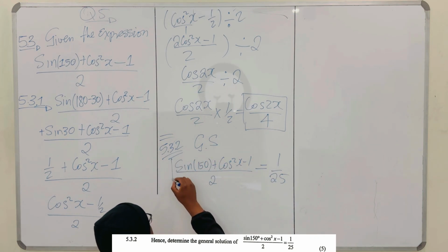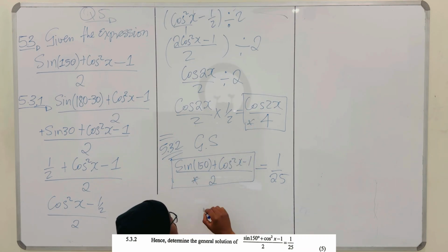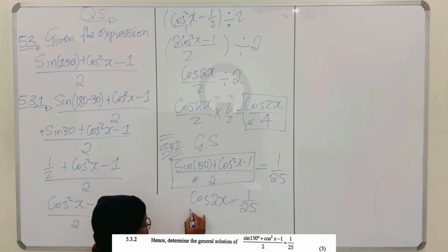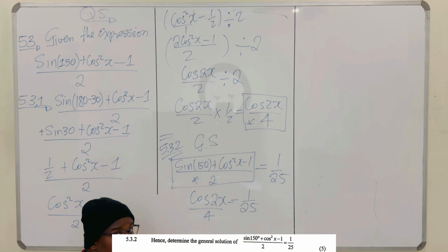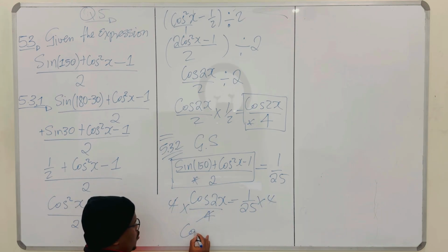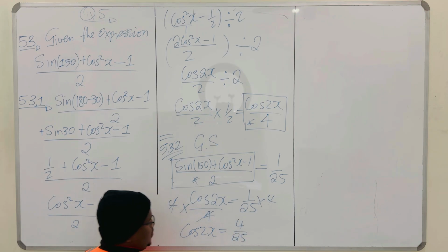But we already simplified this part here. This part is this part here. So instead of writing this, we can just write that straight away. So cos 2x over 4, in fact, because that's what we have, is equal to 1 over 25. Then we solve for cos 2x. Multiply by 4. This and that go away. Your cos 2x is equal to 4 over 25.